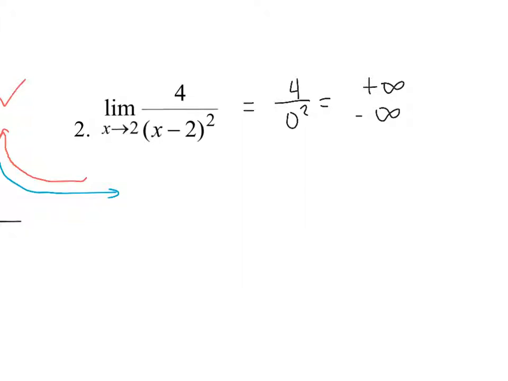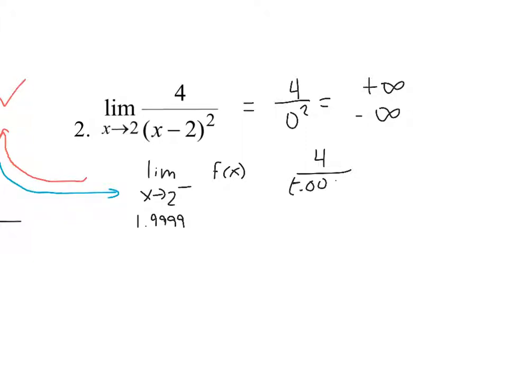Now it doesn't really say which way I'm coming from. It doesn't say from the left or from the right, so I'm going to do both ways. First, I'm going to look at the limit as x approaches 2 from the left. So that's numbers slightly smaller than 2, so maybe like 1.99999. If I plug in 1.99999, I'm going to get 4, because that doesn't change, over 1.99999 minus 2.